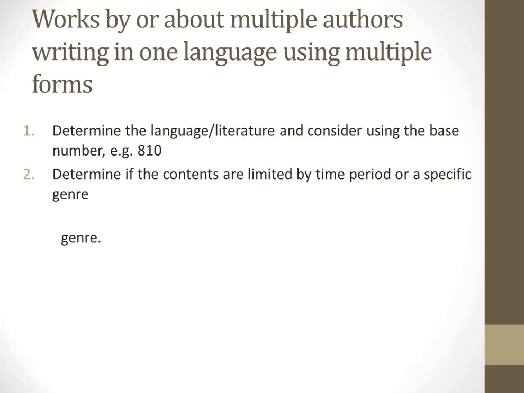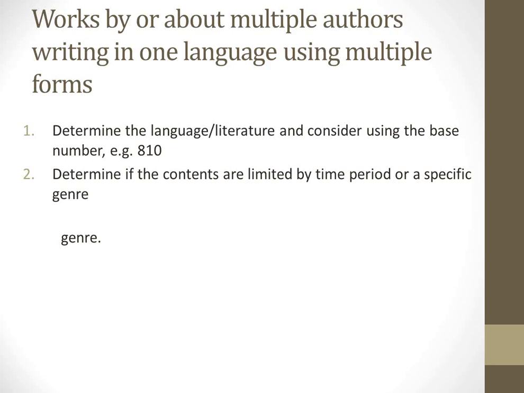If you have multiple authors writing in two languages, in this case, again, with multiple authors, you can't really go with the one that they most recently wrote in, so you would go with the one coming first in the schedules, unless otherwise instructed. So again, you could add the subdivisions for time period and genre, but we're not going to go that far right now because I don't think we have large enough collections to render that necessary. So choose the base number for whichever language comes first.